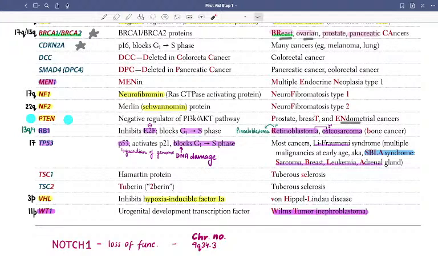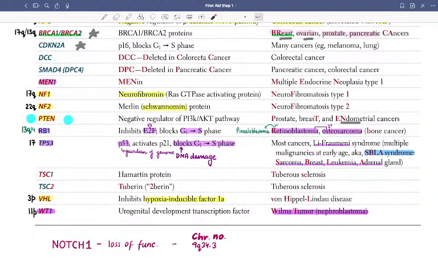breast cancer, and sarcoma. So sarcoma, breast, bone, and adrenal, and this is supposed to be a tumor suppressor, autosomal dominant on chromosome number 17. Next is TP53, SBLA syndrome. Basically Li-Fraumeni has SBLA: sarcoma, breast, leukemia, adrenal, and bone cancers also.